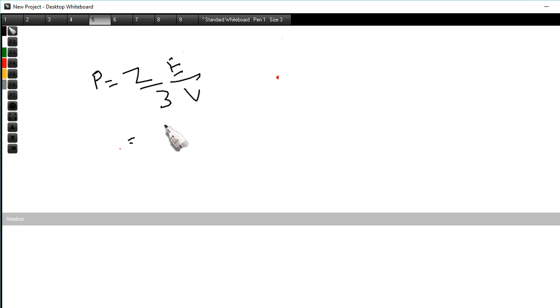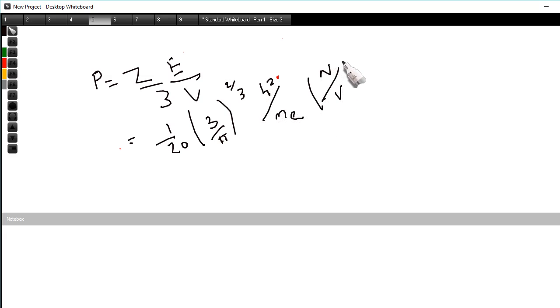Okay, so after substituting that value, that e by b value I just carried out, my final expression will be something like this: 1 by 20, that will be 3 by pi, 2 by 3 h square, and then m e, and this will be given as n by b to the power 5 by 3. Okay, so this is the pressure that is caused by the non-relativistic case in case of degenerate gas.